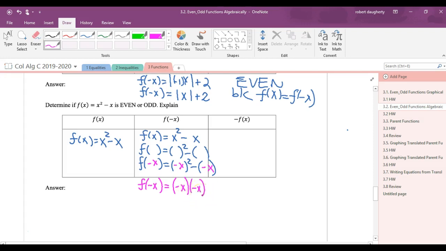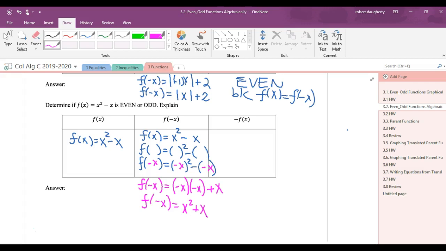What is the negative of negative x? Plus x, okay? What is negative x times negative x? X squared, because that's negative 1 times negative 1 times x squared. So this is f of negative x equal what? X squared plus x. So is this an even function? No. So I know that this function is not even, okay? Now let's just go figure out if it's odd.